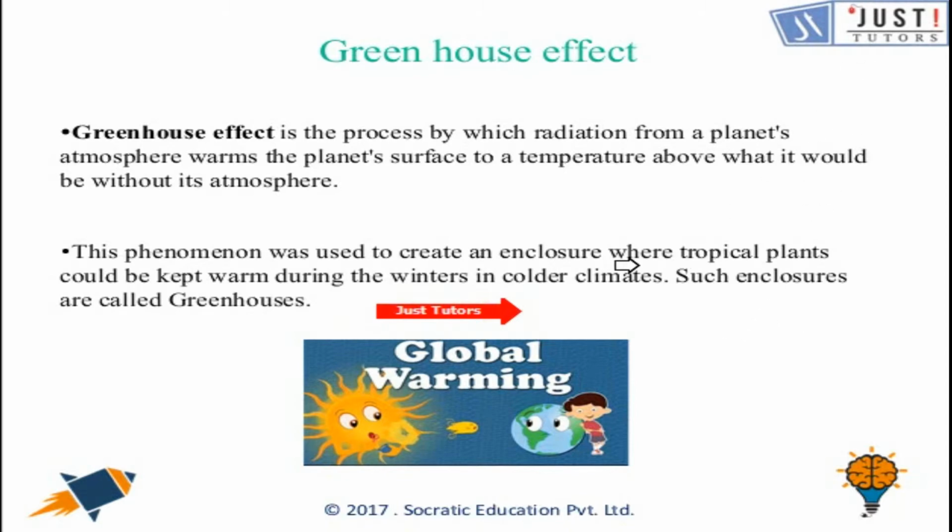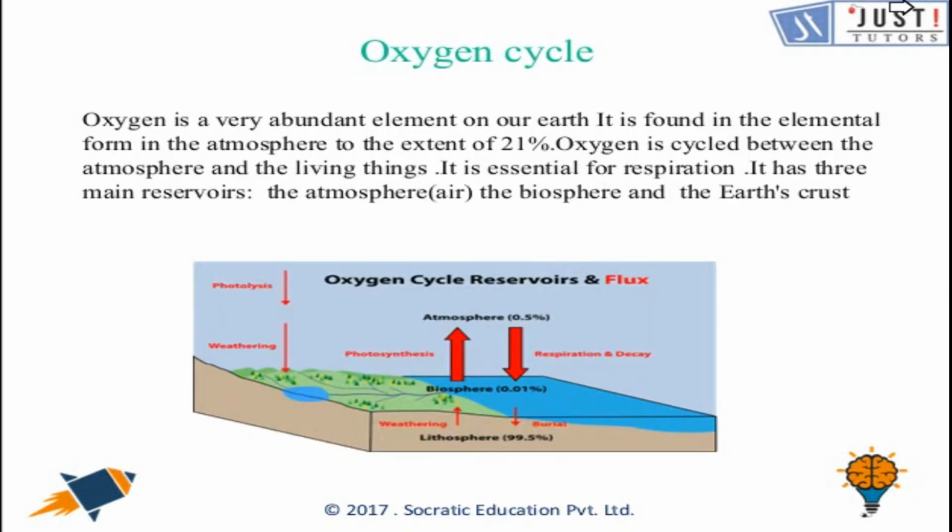Let's move forward towards the next slide and let's talk about oxygen cycle. Oxygen is found in the elemental form in the atmosphere to the extent of 21%, and oxygen is cycled between the atmosphere and the living things. So the first step in the oxygen cycle is, well, the plants produce oxygen during the process of photosynthesis, and this is released into the air. After that, plants also use some oxygen for respiration, but they produce more than they use.